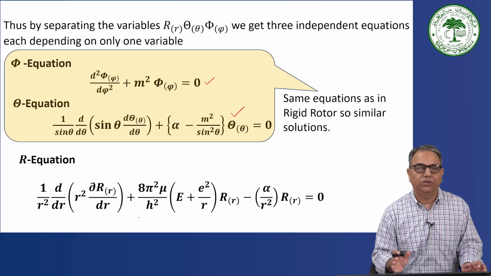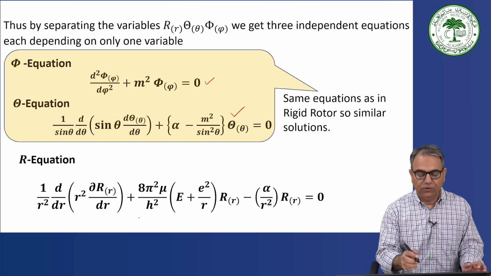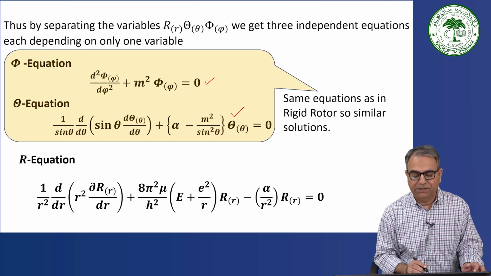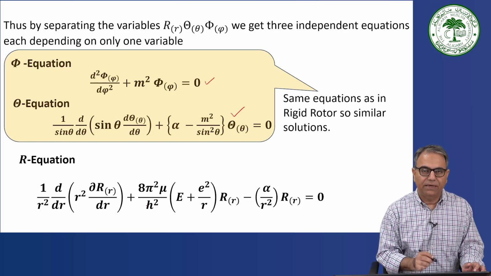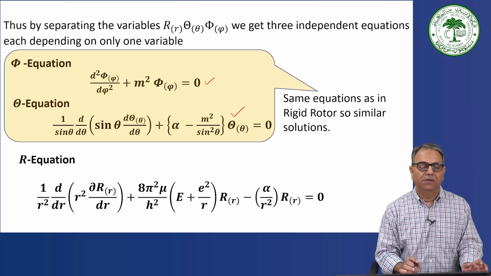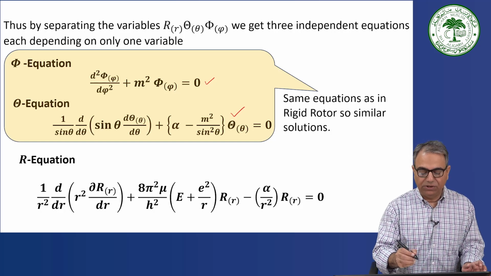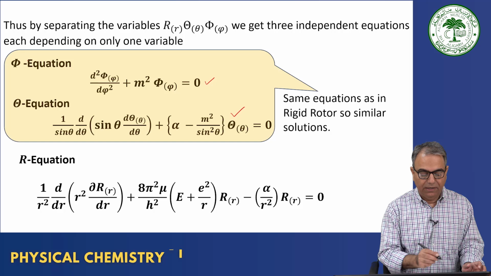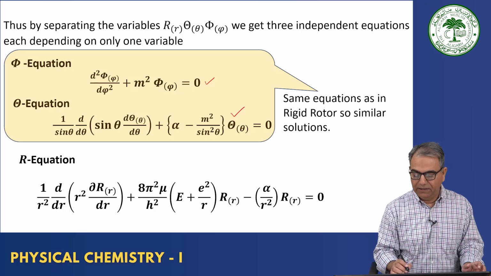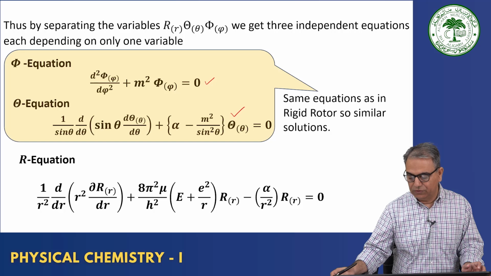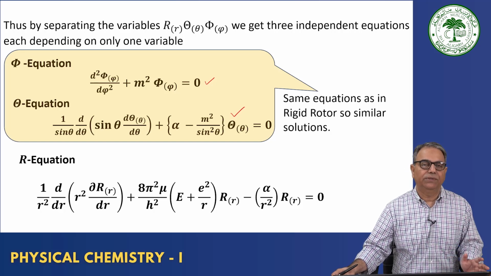So the solution we have also done. This solution is very easy because it resembles the particle in a one-dimensional box, and all the boundary conditions for the phi and theta equations remain the same, because phi varies from 0 to 2 pi, that you know. The phi angle varies from 0 to 2 pi, the theta angle varies from 0 to pi. So the boundary conditions also remain the same in the two equations, and the solution will also be the same.